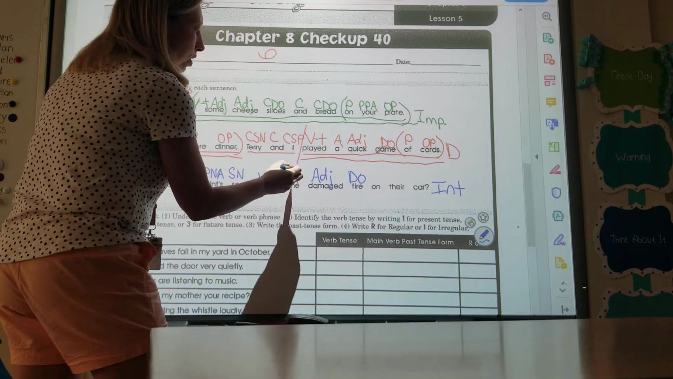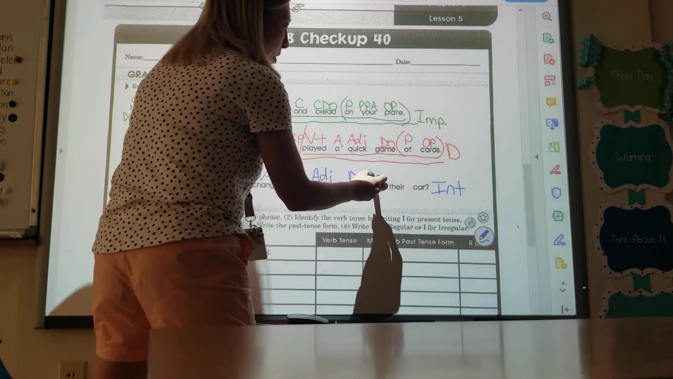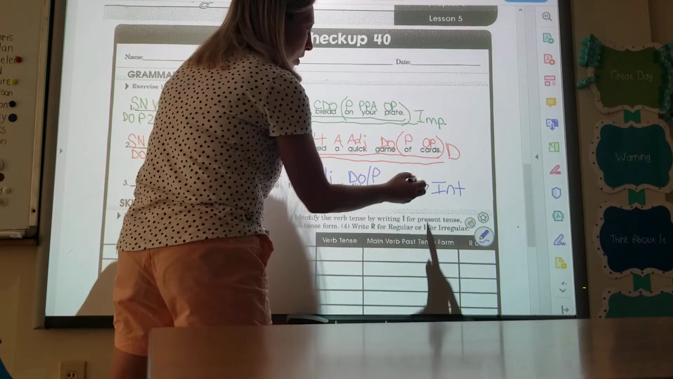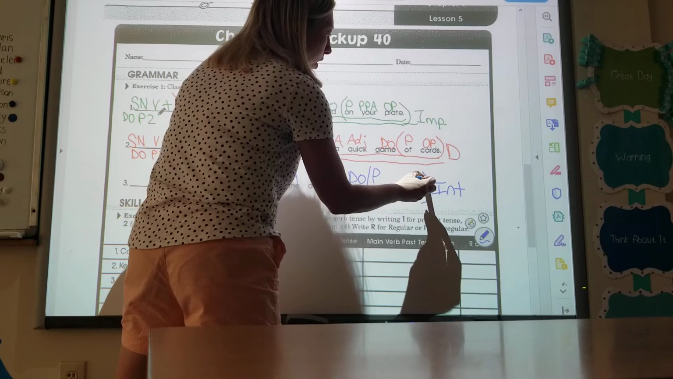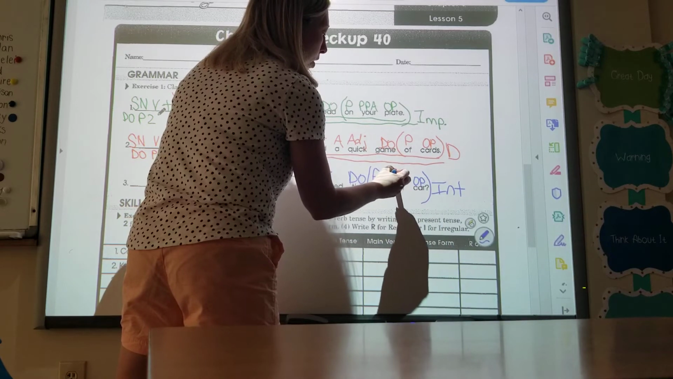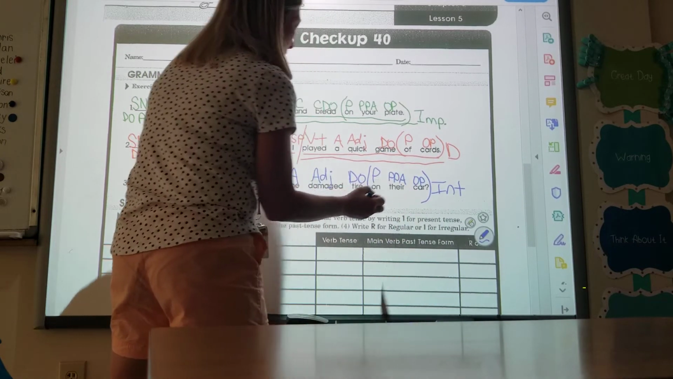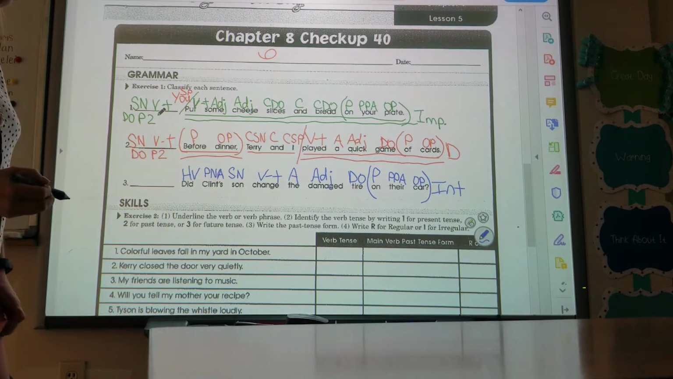The is article adjective. The rest of this is my prepositional phrase. On, it tells us position. On what? On the car. On their car is possessive pronoun adjective. All right, so we have labeled it.